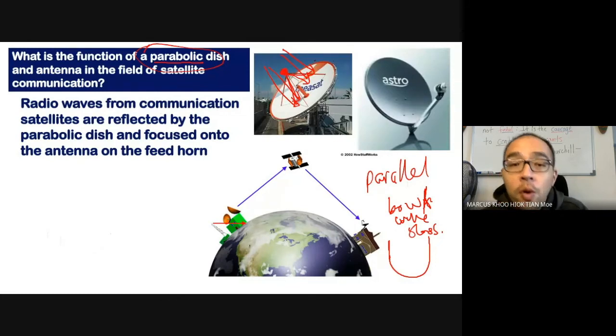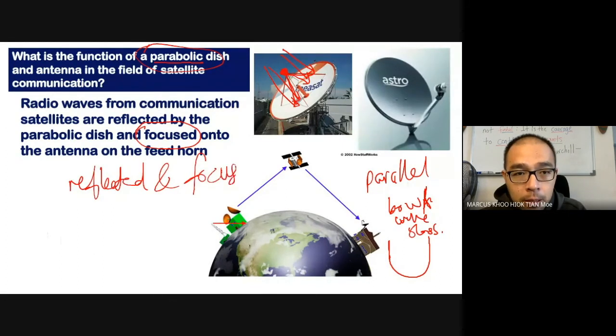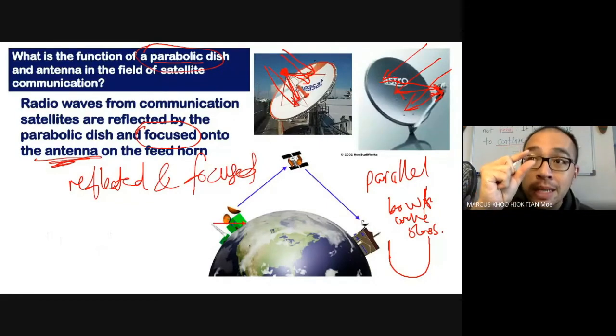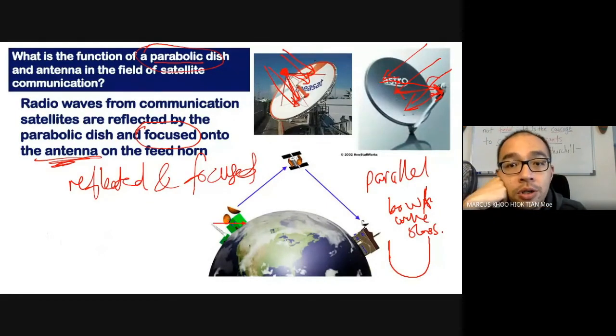Okay, they are all going to focus. All the signals will be reflected and focused onto the antenna. Same thing like our astro. The signal comes here, here, and here. No matter where the signal lands, it's going to end up here. It's going to be reflected onto the receiver. So that's the function of that parabolic dish, to reflect the radio waves onto a specific place so that we get a strong signal. That's the second one.